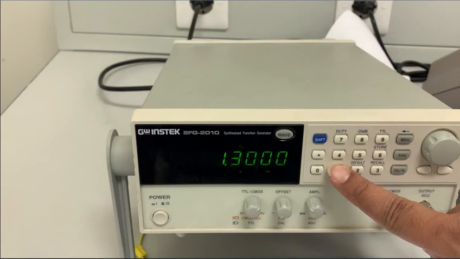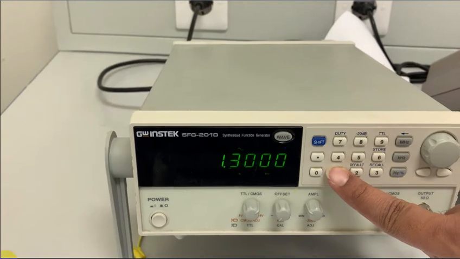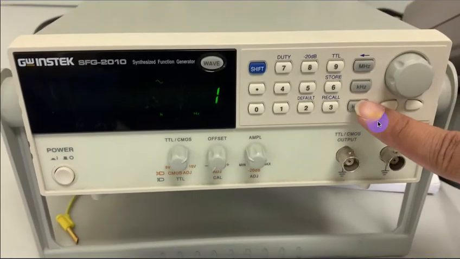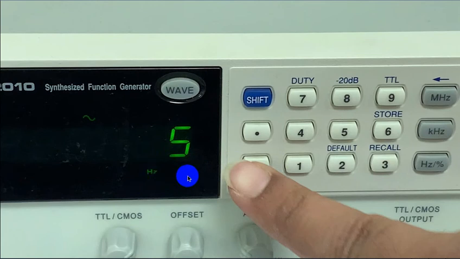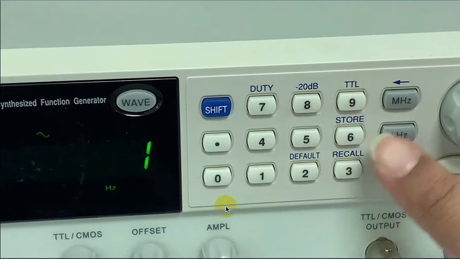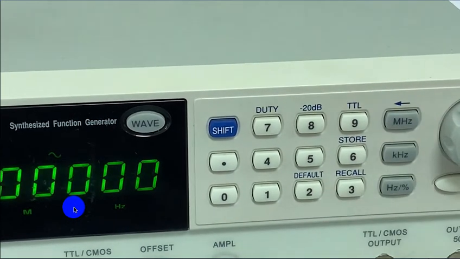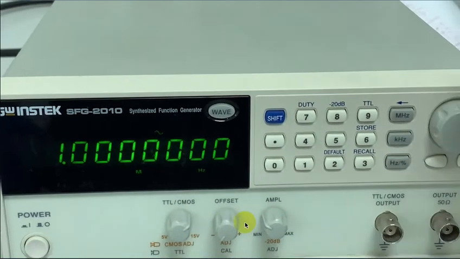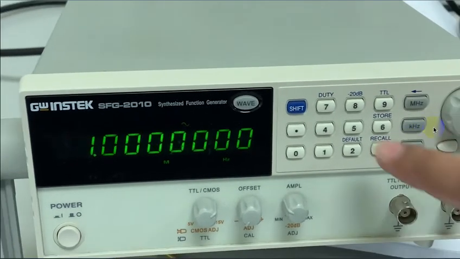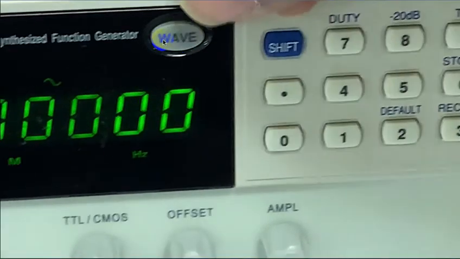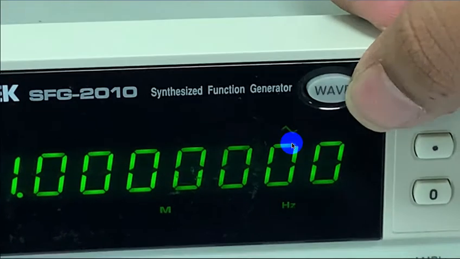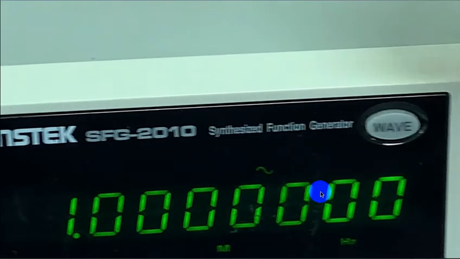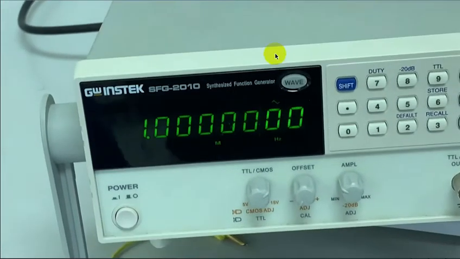Suppose you want to give the frequency. Let us press 1 hertz. So it is 1 hertz, you can see here. If I press 5 and hertz, it will be 5 hertz. So here 50 hertz, or 1 kilohertz. I can provide variable frequency by using the function generator. And here I can change the waveform. Now you can see it is a sine wave, now a square wave. This is a triangular wave, so I can change it by the wave button.